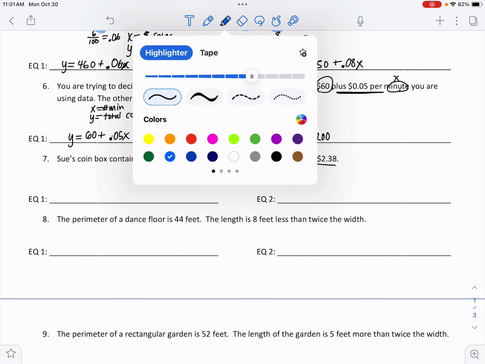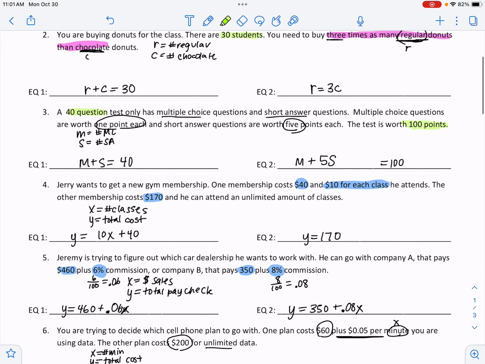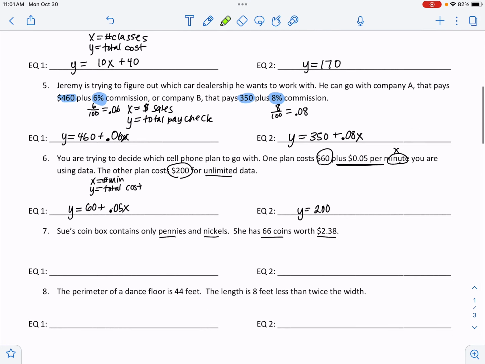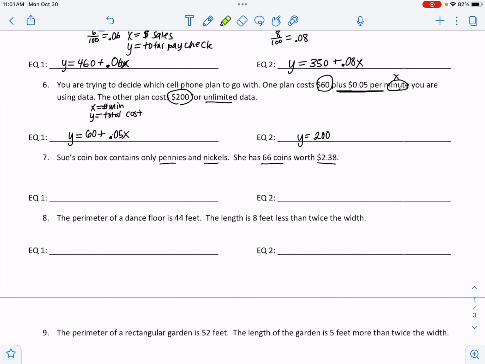So this is another one where we have two totals. Totals is green. Okay, so she has a total of 66 coins and a total of $2.38. And so my variables here are pennies and nickels. You can use P and N. P equals number of pennies. And N equals number of nickels.